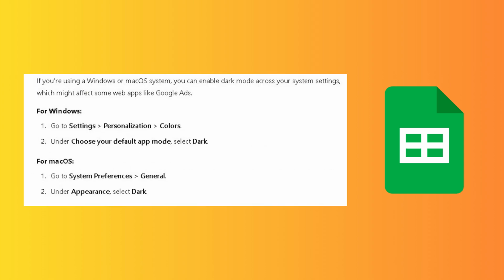First, if you're using Windows, go to Settings, Personalization, then Colors. Under Choose your default app mode, select Dark Mode. Then, all of your websites will be in dark mode. For Mac iOS, go to the System Preferences, then click General. Under Appearance, select Dark Mode.